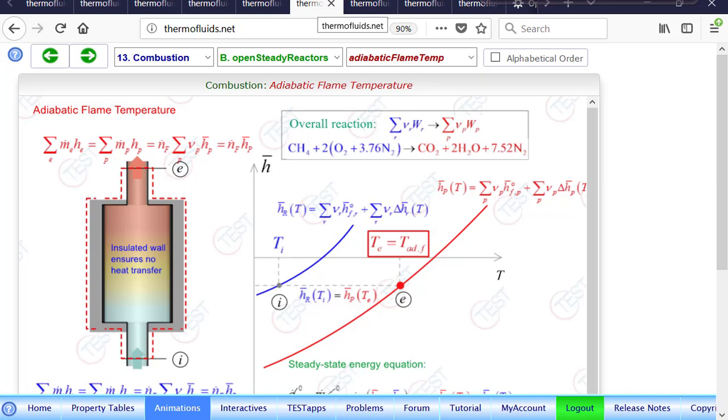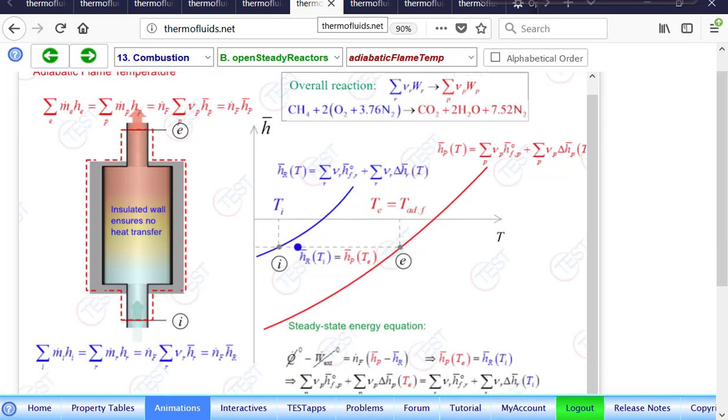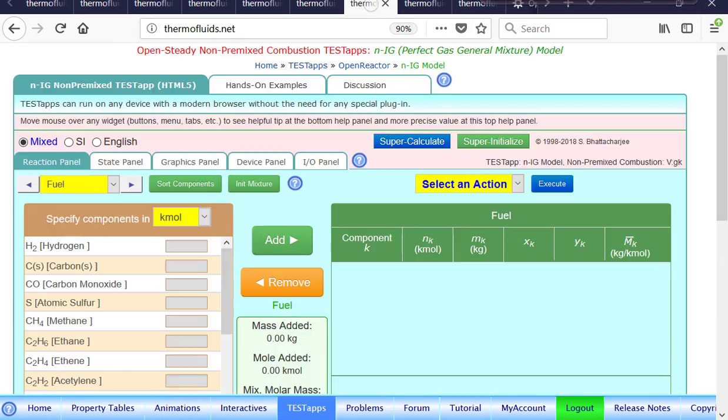Similarly, the adiabatic flame temperature can be explained by saying that, look, the enthalpy of the mixture is not changing. What temperature needs to be at the exit for that, so that the system is adiabatic, the reactor is adiabatic, no heat transfer. All the heat release is used to heat up the products to the highest possible temperature, known as adiabatic flame temperature. So let's quickly go over a sample problem.